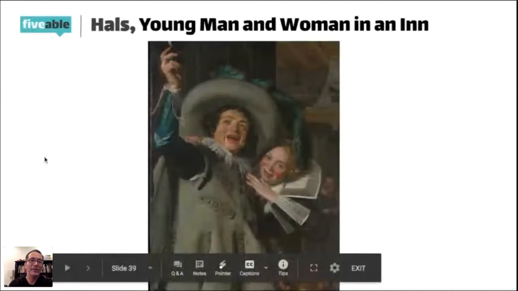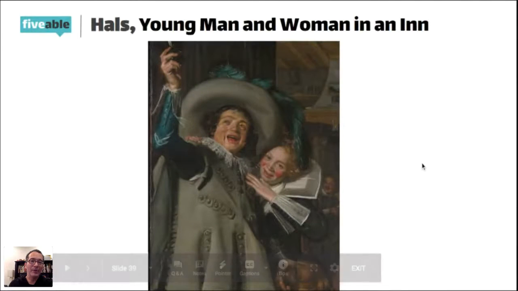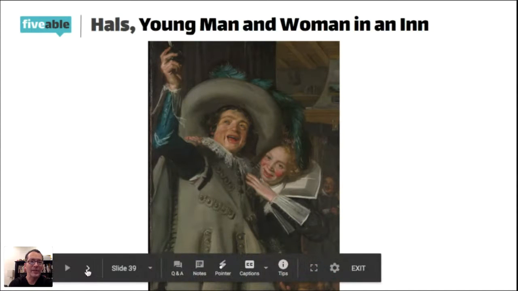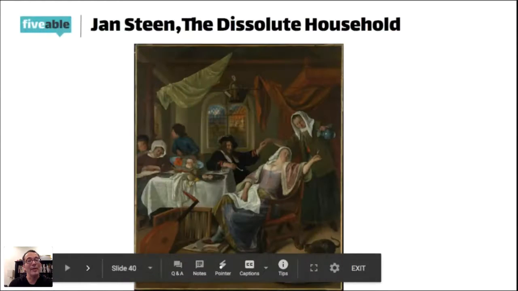Also, we have Hals, Frans Hals here, a young woman and a man in an inn. So again, we don't know what's going on with this couple here, taking like a selfie, what are they up to? It's the laughter that's very interesting, because a lot of the paintings were so serious during that time that there are more of these comical paintings going on in the Netherlands.